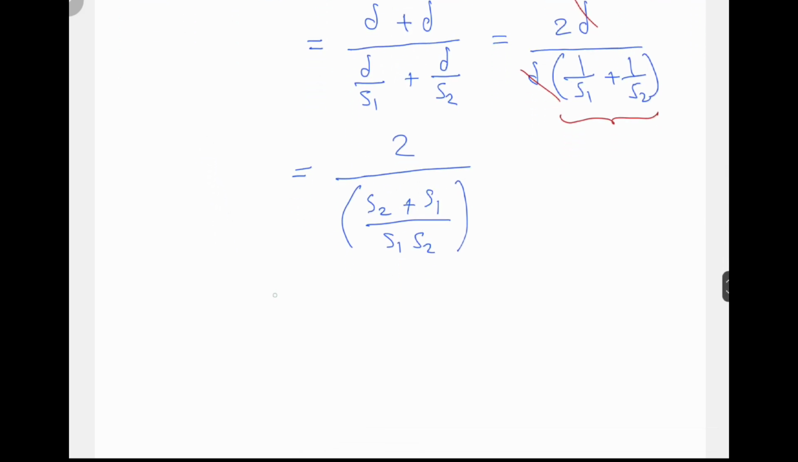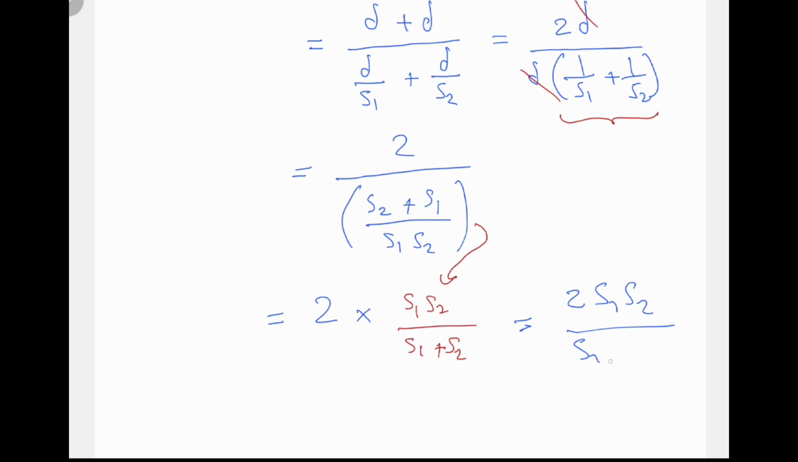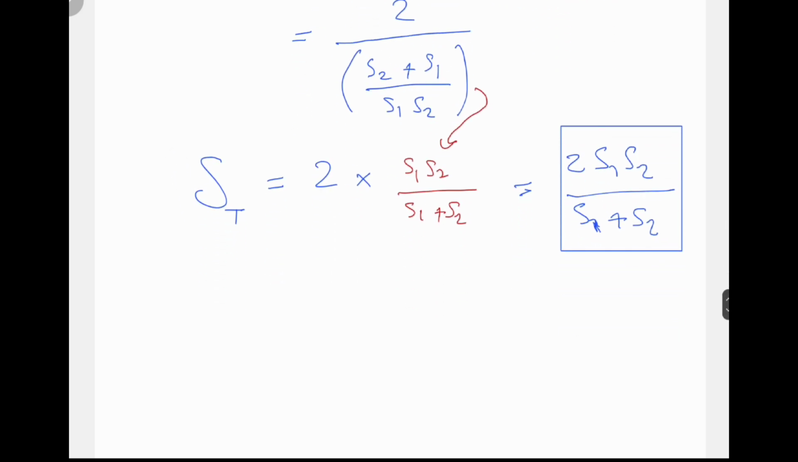So now this is equal to 2 times the reciprocal of this fraction, which is S1 times S2, divided by S1 plus S2. And then the final answer is 2S1S2 over S1 plus S2. And that's basically the total average speed. It's a special relationship that, if you remember, you can use only if you have two distances which are equal, d and d, and two different speeds. It can apply to any speeds, S1, S2.